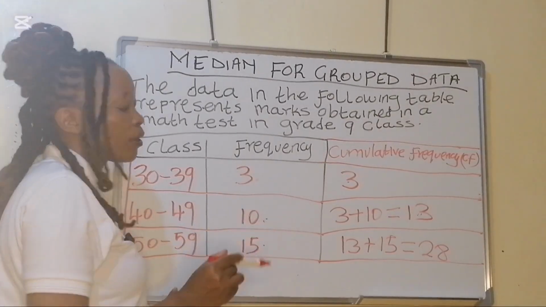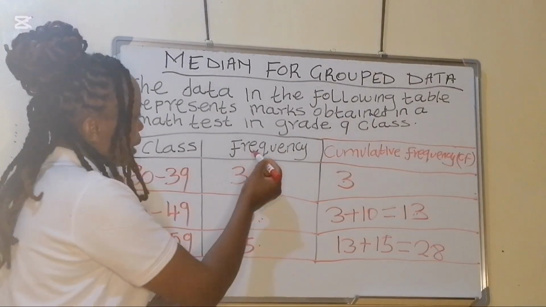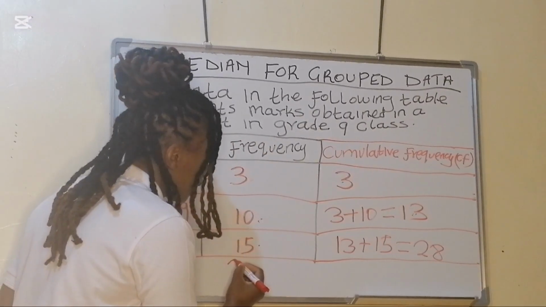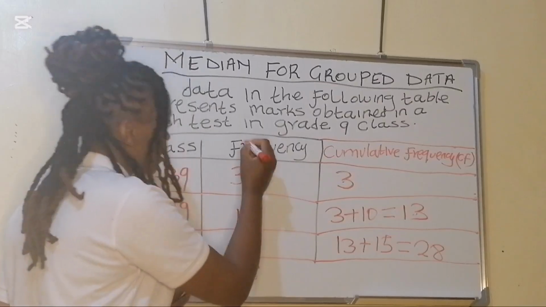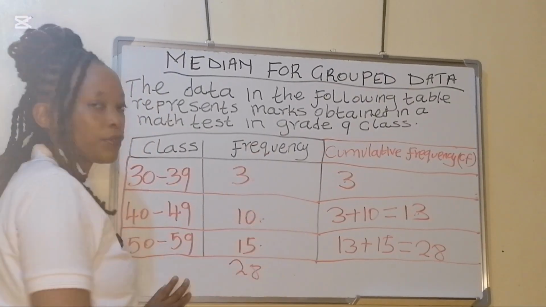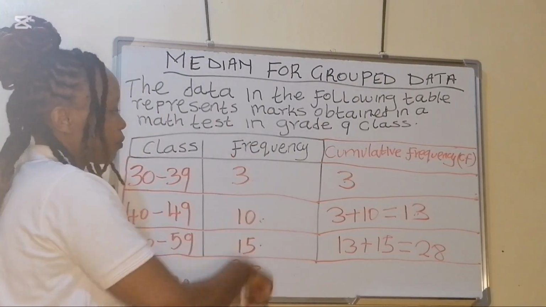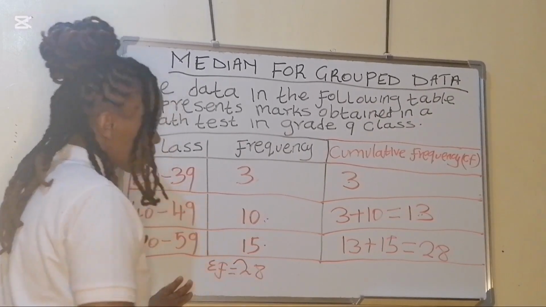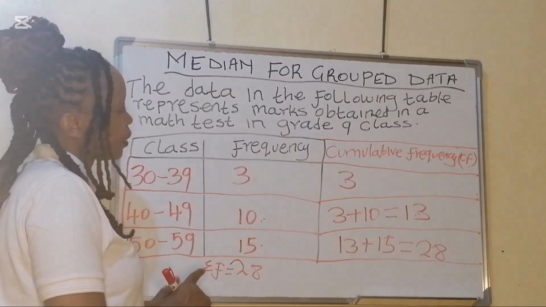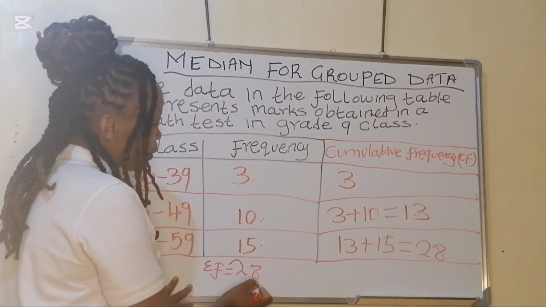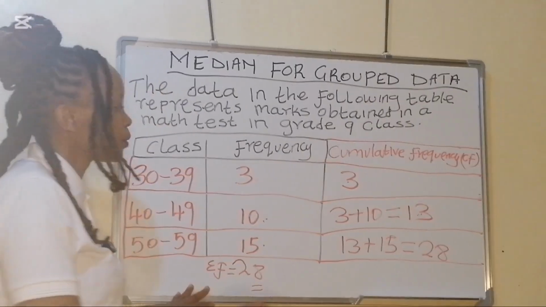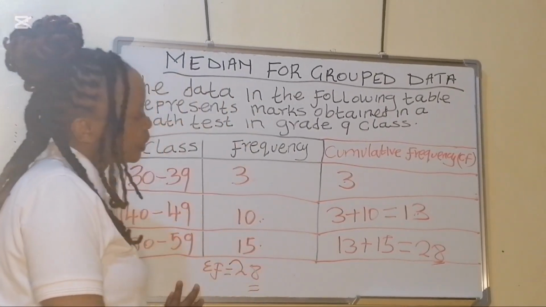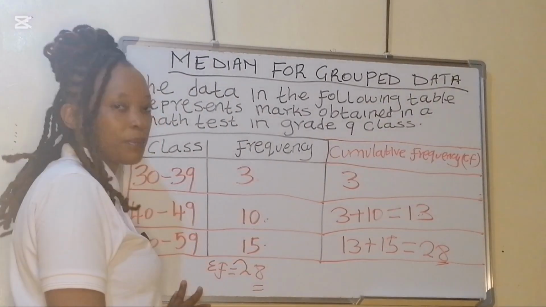Okay, so let me show you another thing. We also need total frequency. When you add 3 plus 10 plus 15, the total frequency is 28. Total frequency must be the same as the last row of cumulative frequency. It must look the same.